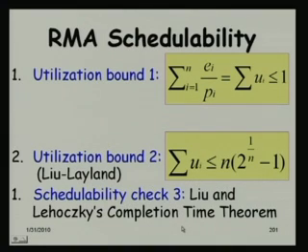So, today we will discuss the Liu-Lehoczky criterion and proceed from there. The first utilization bound is that the total processor utilization due to the set of tasks should be less than 1, and then the Liu-Layland criterion, but it is pessimistic. If it fails, we need to check further. That is given by the completion time theorem, proposed by Liu and Lehoczky.